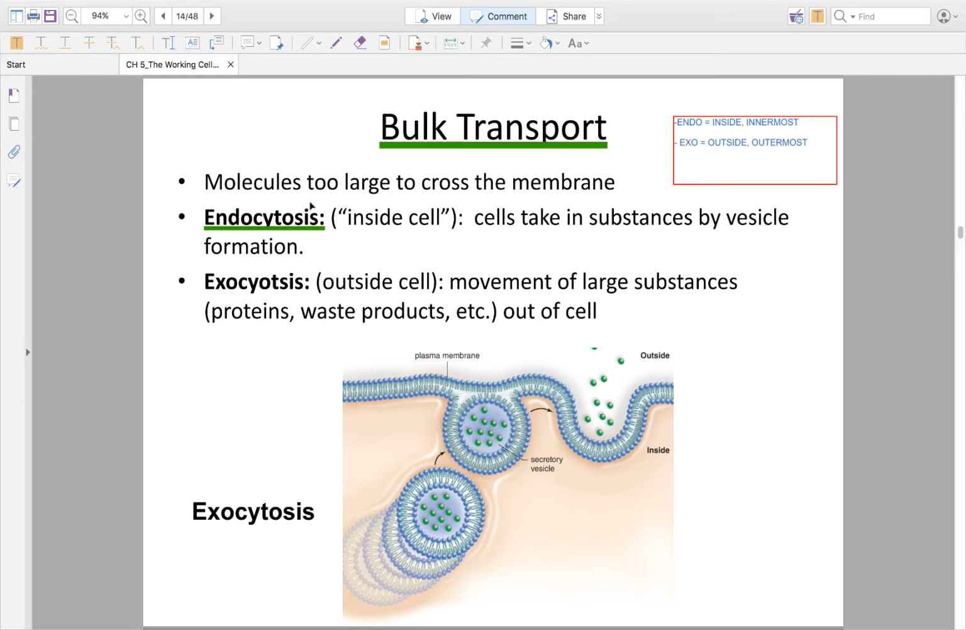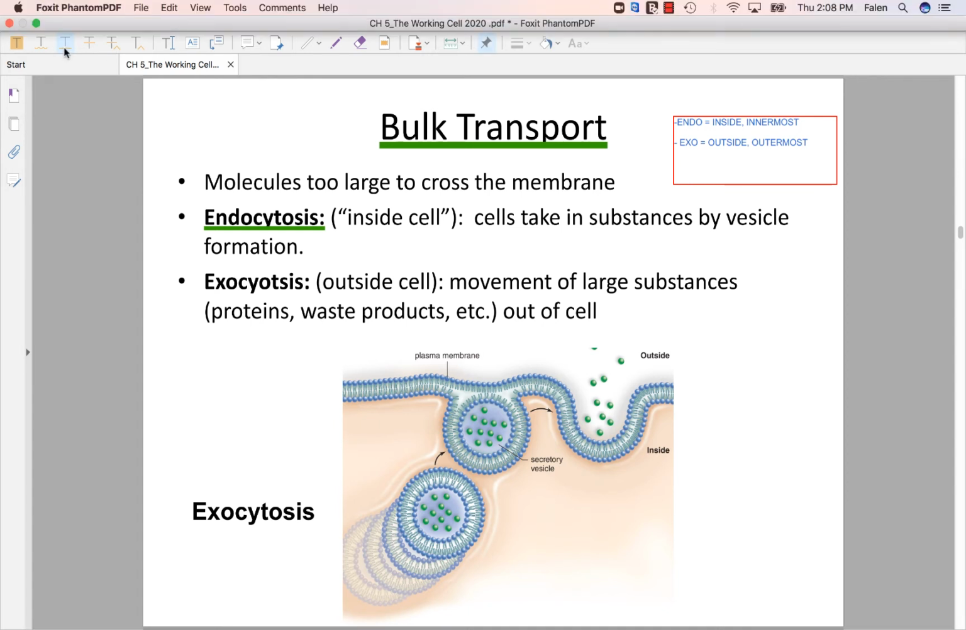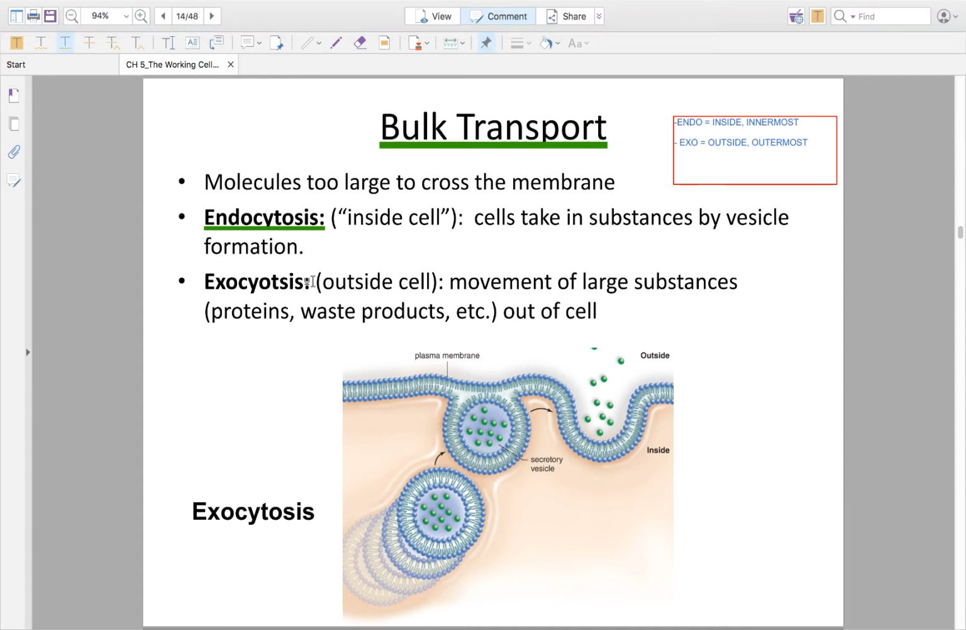All right. So endocytosis is inside the cell, and it's a method of transport that allows cells to take in huge or large substances by creating a vesicle. I will show you what that looks like in upcoming slides. What we are looking at here is the other one, exocytosis. Exocytosis allows the cell to move large substances like proteins, waste. It can move out antibodies, which are technically proteins. It can move quite a bit out of the cell. It can move fluids out.